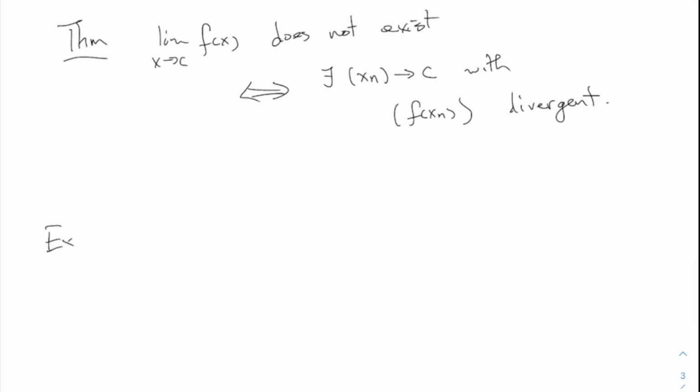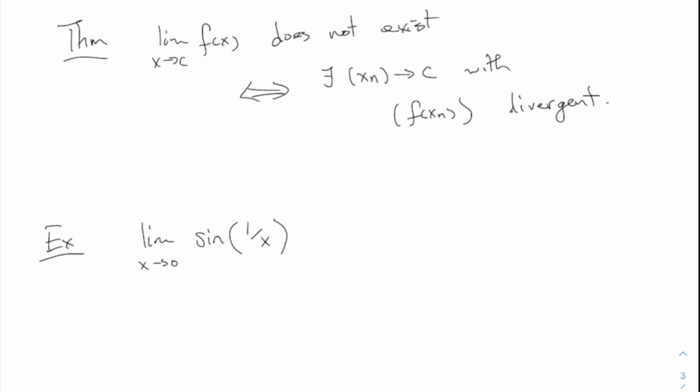Let's try. This is a slightly fancier example. How about the limit of, this is one of my favorite functions. This is a classic, topologists like this function a lot. Sine of 1 over x. I don't know if you've ever seen the graph of this.